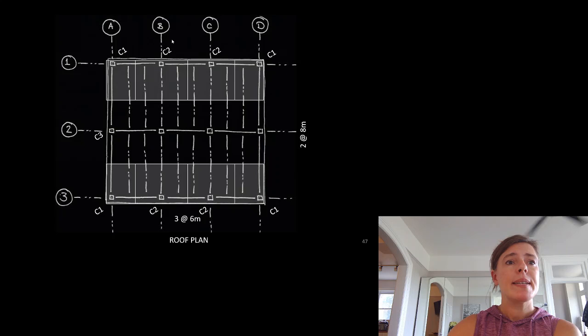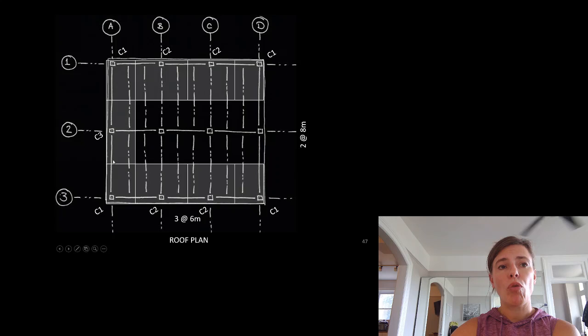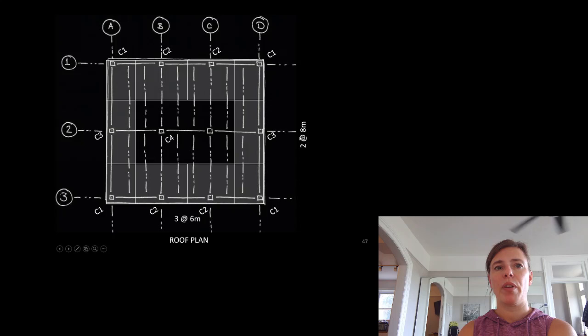C3 is picking up half of this beam and half of these two beams, so we could draw its tributary area like that. It's got another column doing the exact same thing over here. Column 4 in the middle is picking up half of all four of these things, so we can draw its tributary area as looking like that.